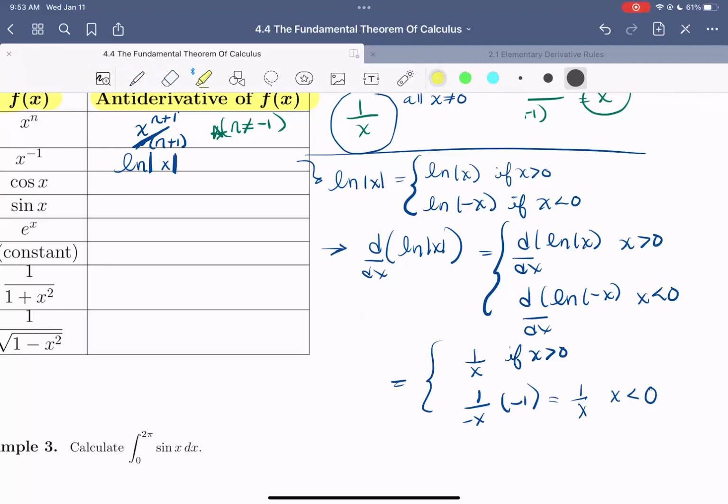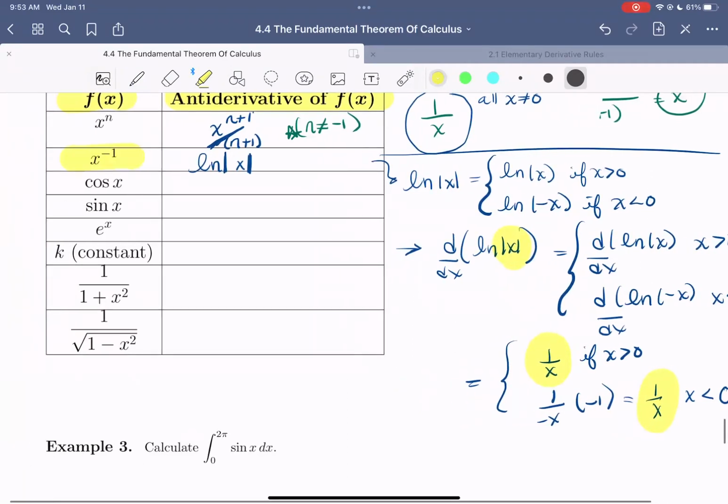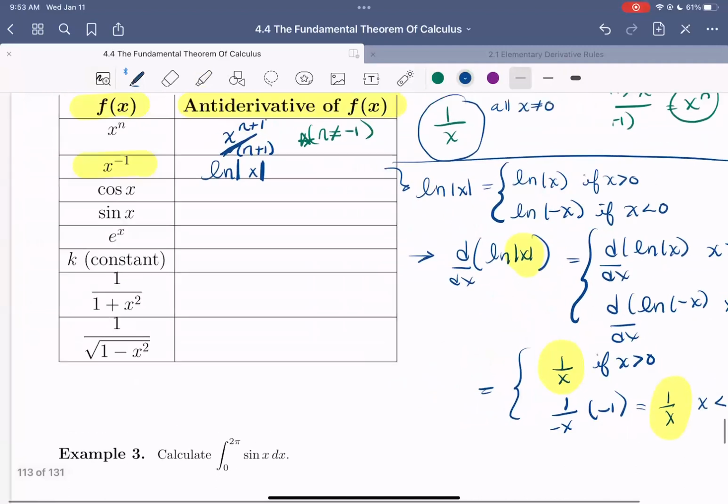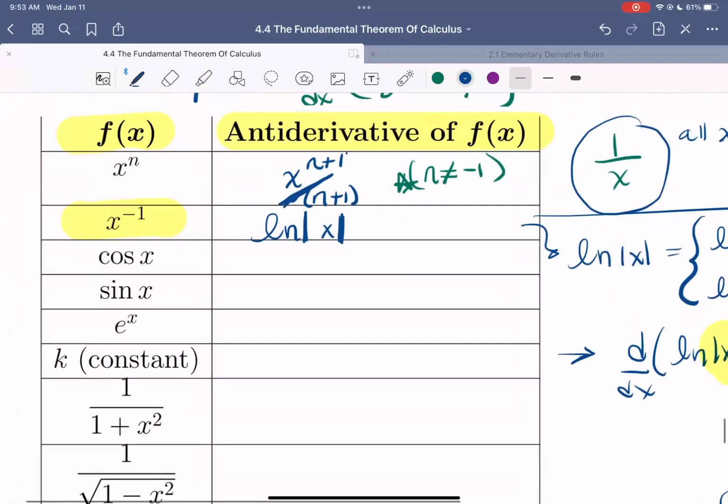So in either situation, whether x is positive or negative, the derivative of ln of absolute value of x is 1 over x, which is what we were trying to find: the function whose derivative is equal to 1 over x. All right, so let's keep going, looking at the rest of these. They start to get easier.